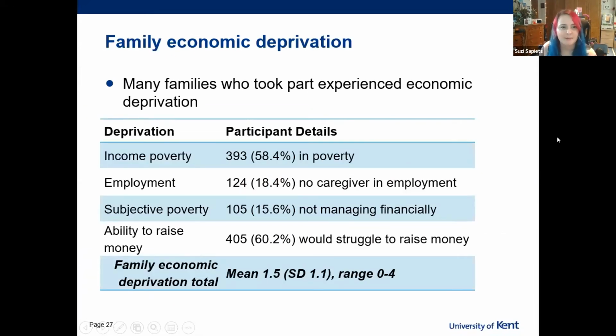In terms of family economic deprivation, most families experienced some form of economic deprivation that we'd measured. So 58% were living in poverty based on their equivalised income. 18% had no caregiver in the household that were in full or part-time employment. 15% said that they were not managing financially, and 60% said that they would struggle to raise money.